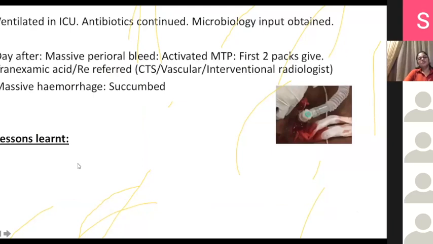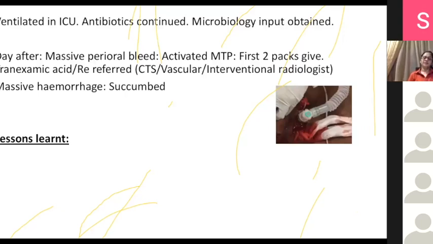Now obviously they've secured the airway, they managed to oxygenate. Ventilator, again, goes back on antibiotics, microbiology input is obtained. They re-refer to the cardiothoracic, vascular, including interventional radiologists to ask if there's anything that they can do. But it's just a matter of time. The day after this whole episode, he actually has a massive bleed.